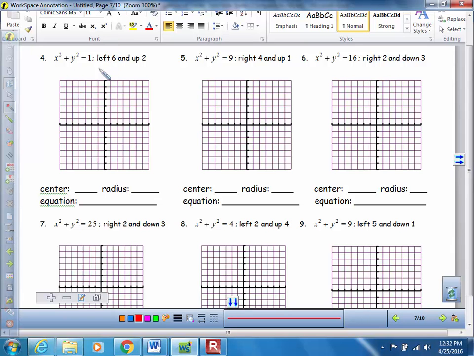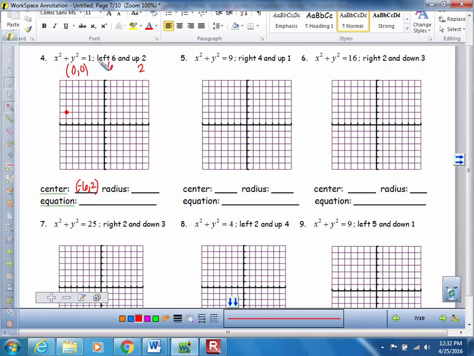They want us, our center, let's go ahead. I know our center is 0, 0. They want from the center to go left 6, up 2. So left 6 would be negative 6, right? Up 2 is positive 2. So from the center, we're going left 1, 2, 3, 4, 5, 6, and up 2. So my center is negative 6, 2.